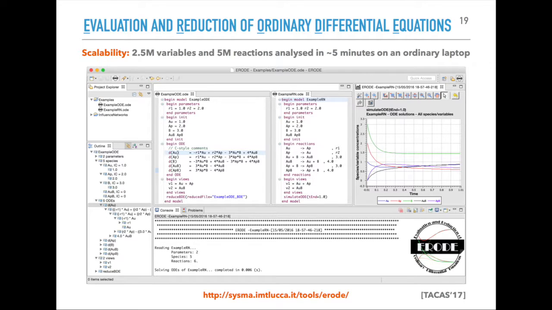And of course, we also have an implementation because we are computer scientists, and it is a polynomial algorithm. So in practice, it scales very well. On an ordinary laptop, you can analyze systems with 2.5 million variables and over 5 million reactions, which means 5 million polynomials scattered throughout the system, in about 5 minutes.